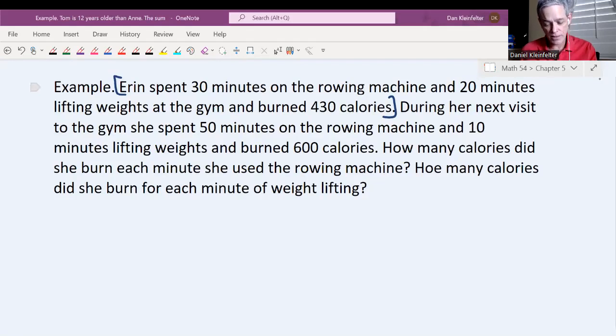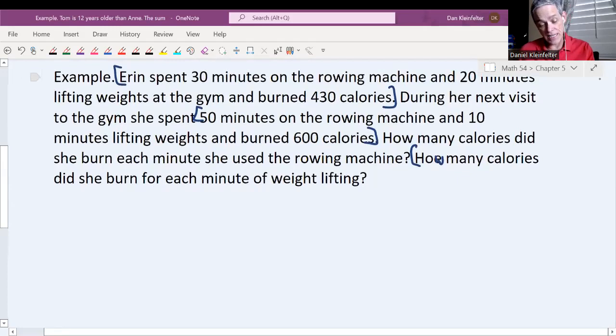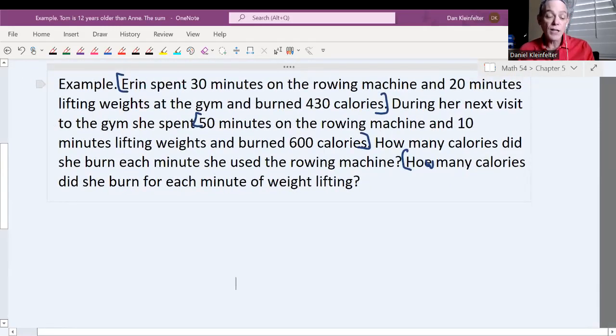So let's skip all this and look at the end and say, okay, well, how many calories did she burn for each minute of weightlifting? And how many calories did she burn on the rowing machine? So we want to know how many calories she burns using each of these two activities. Okay, so her next visit, she spent 50 minutes on the rowing machine, 10 minutes lifting weights, and burned 600 calories. And then finally, the last sentence is the question. So here there's really only 3 sentences, I think.